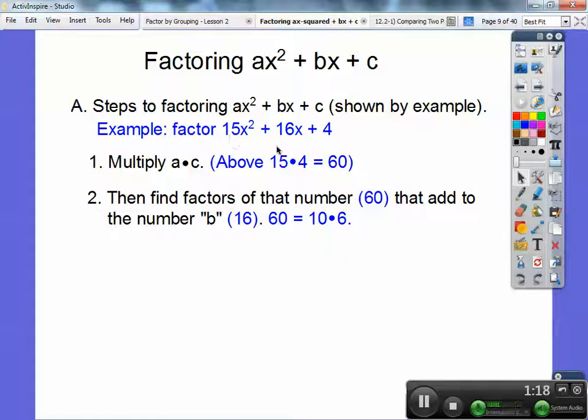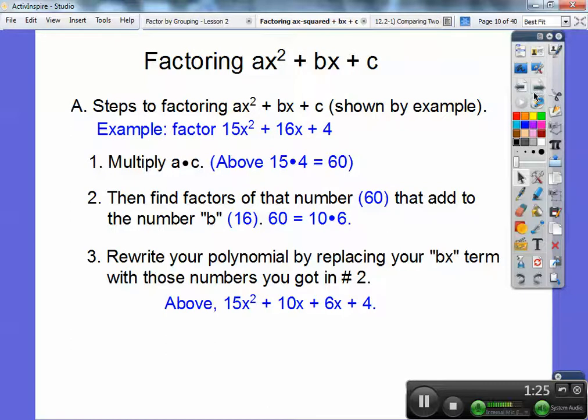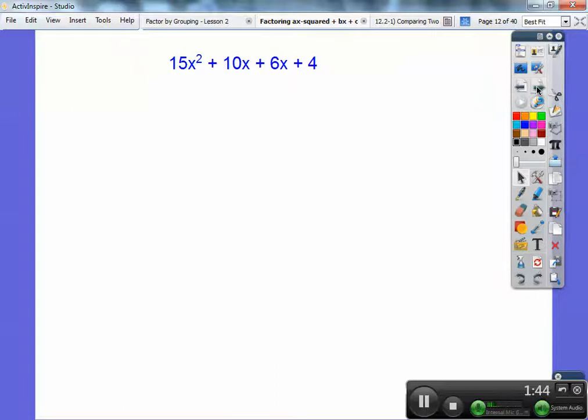First thing I do is multiply those two, and then I say, what factors of that add to this number right here? Then I rewrite this and replace this 16x with these two numbers, 10x and 6x. So here it is: 15x squared plus 10x plus 6x plus 4. And then we do factoring by grouping, which you got to see in that last lesson.